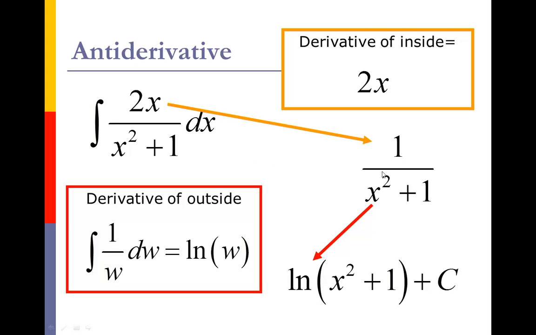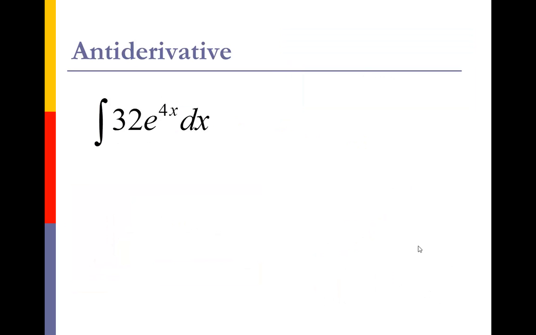I divided out the derivative of the inside, and then I did the antiderivative of the outside, and that's what I have. Again, this is not the formal U substitution. We'll talk about that in the next episode. But this is just kind of getting the idea of the antiderivative and what it's doing.